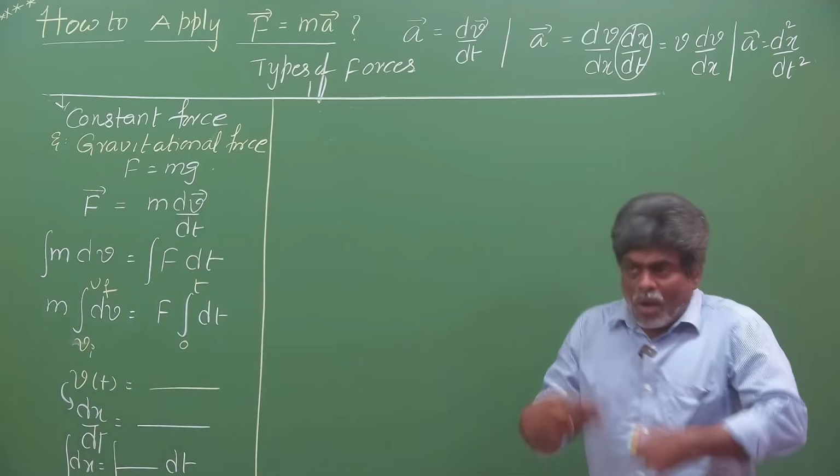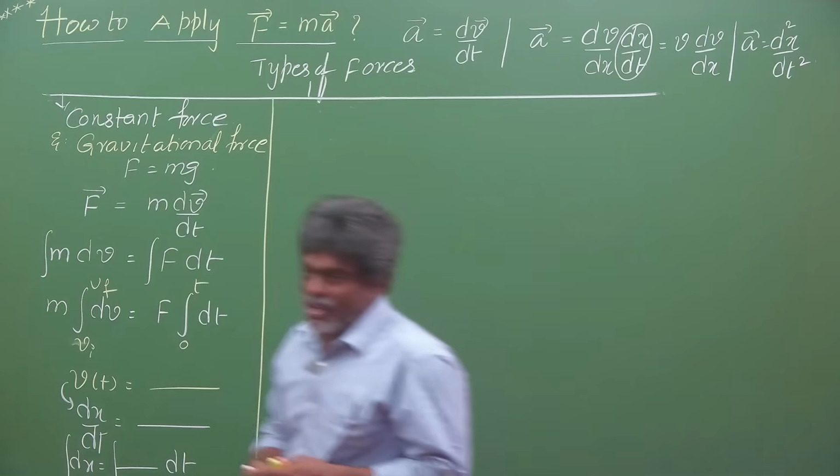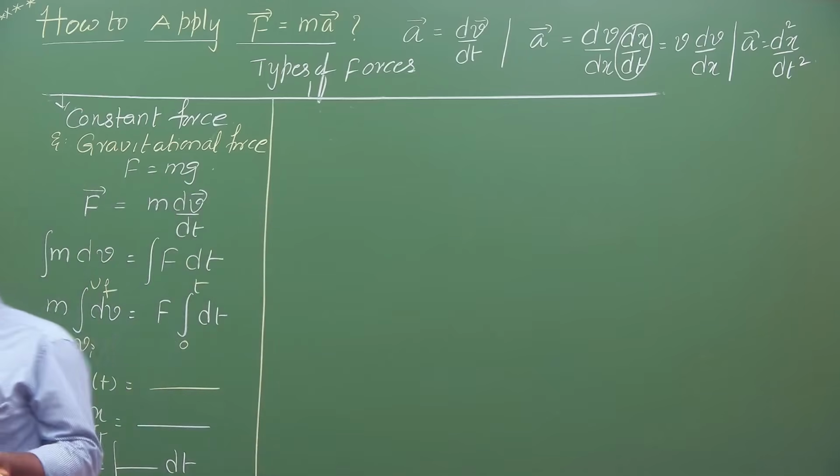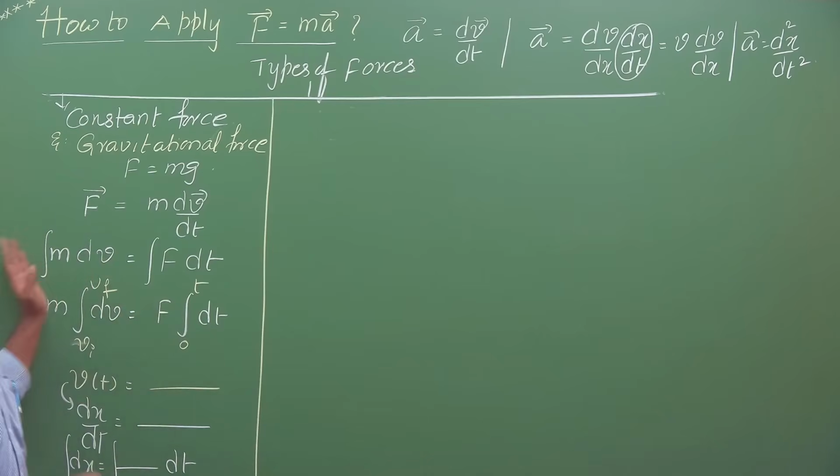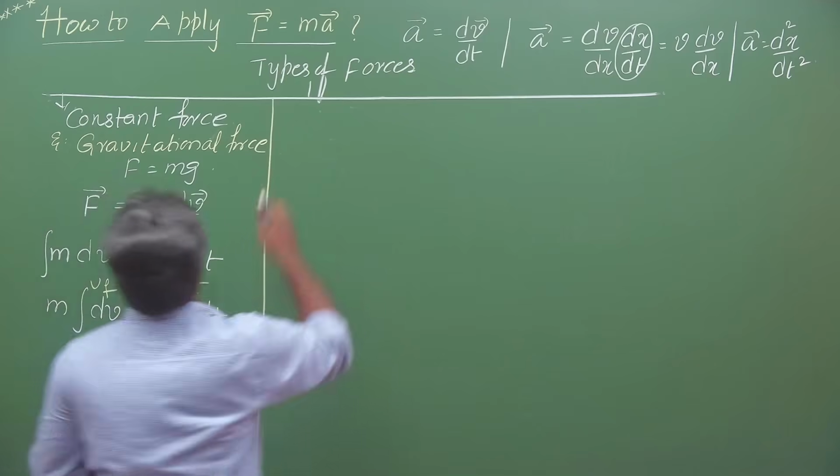So, sir, how will we know whether the force is constant or not? He will explain in the question. Gravitational force or some constant force he will define. Then very simple: F equal to m dV by dt, cross multiply and direct integration. F will be outside, m will be outside. Can you do it?